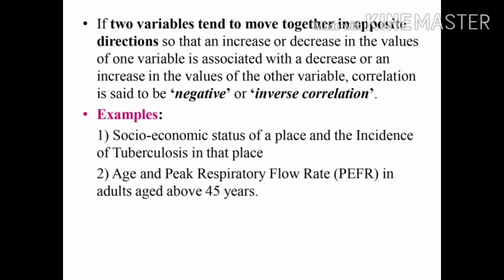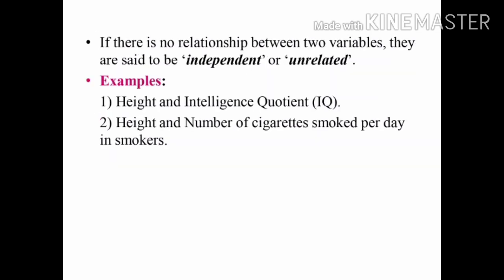We already told the examples. For negative correlation, age and eyesight is a type of negative correlation. And one more thing is independent or unrelated variables. That means if there is no relationship between two variables, they are said to be independent or unrelated variables. Examples: height and intelligence, height and number of cigarettes smoked per day in smokers. These are examples of an independent relationship.